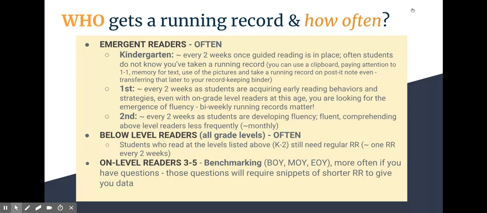Even if a student is on grade level reading, they still need a running record about every 2 weeks in first grade because what you're doing then as a teacher is looking for the emergence of fluency and expression.